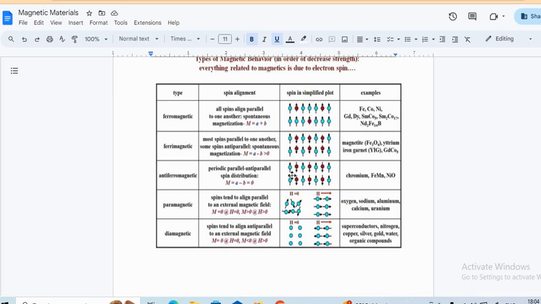Now we can see for the antiferromagnetic, they are in opposite directions. And for the ferrimagnetic, they are in opposite directions, but the magnetic values are not equal. So this is the explanation of the spin alignment, the moment alignment. The examples are given there. Already we have discussed the examples of dia, para, and ferromagnetic material. For ferrimagnetic material, Fe3O4 and yttrium iron garnet are the examples. And for the antiferromagnetic, examples are chromium, NiO, and Fe.